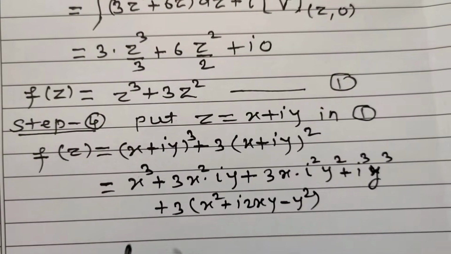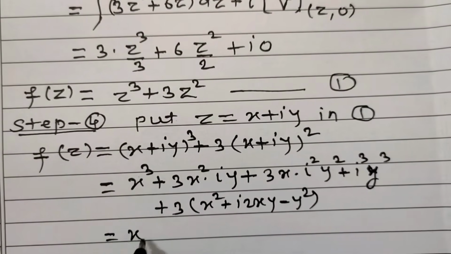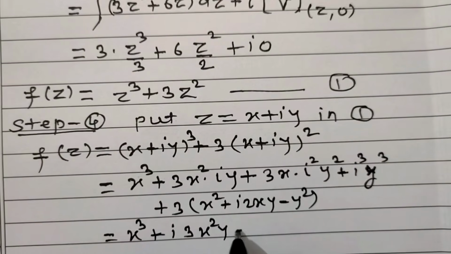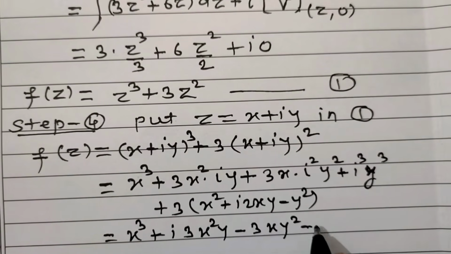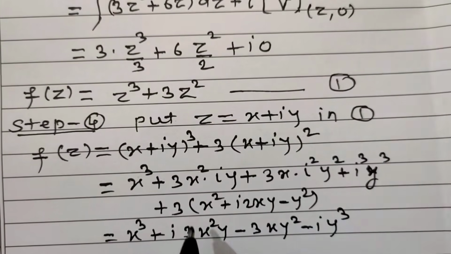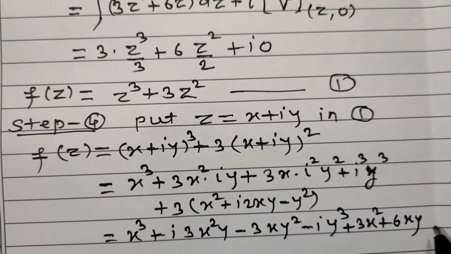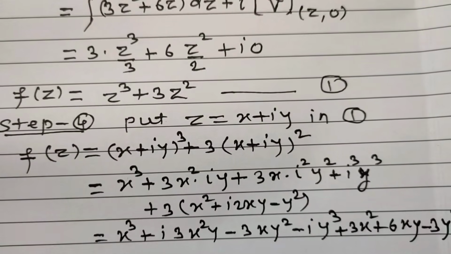Simplify this. So this is equal to x cube plus i into 3 times x square y. i square means minus 1, so minus 3 x y square. i cube means minus i, so minus i y cube, plus 3x square plus i into 3 into 2, 6xy, minus 3y square. Now collect real parts.